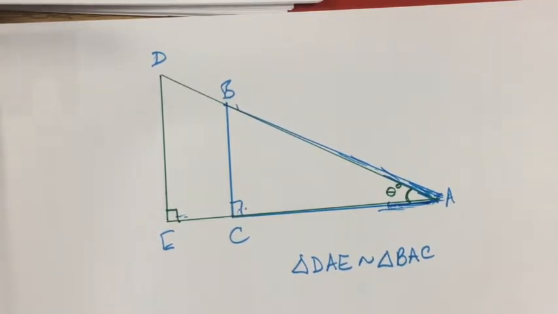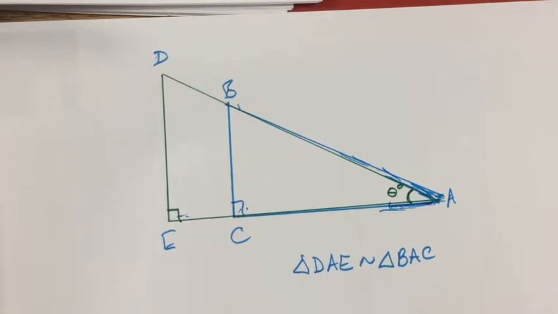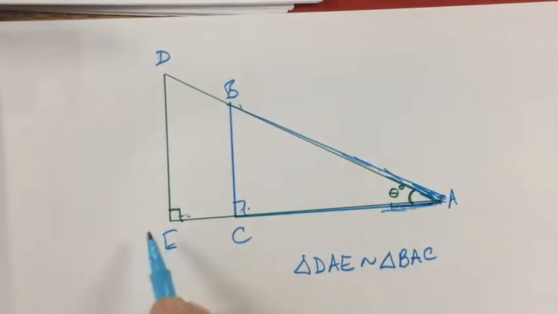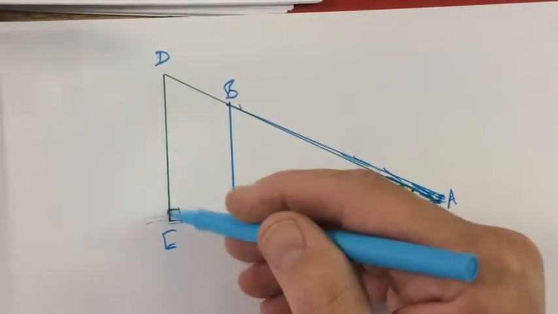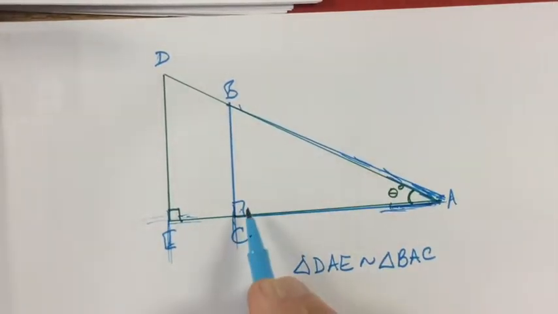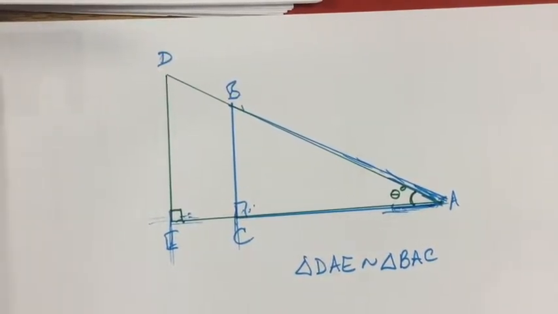Are DE and BC parallel? Well, what do you think? Yes. Why? Because the corresponding angles are congruent. Right. This is a transversal that crosses these two lines, and the corresponding angles are congruent, so that means the lines themselves have to be parallel. Okay?